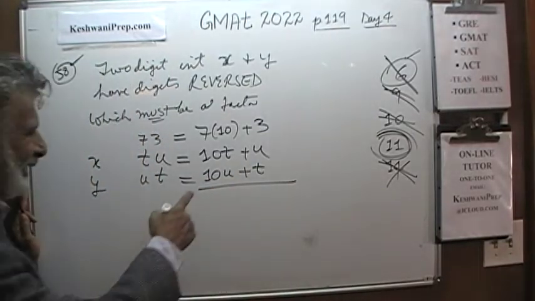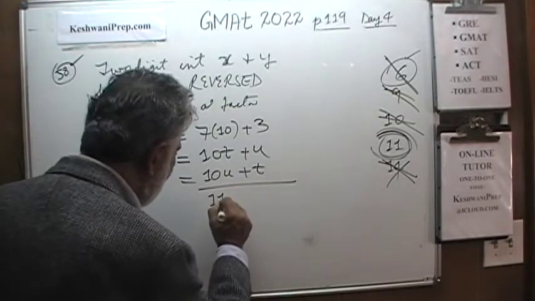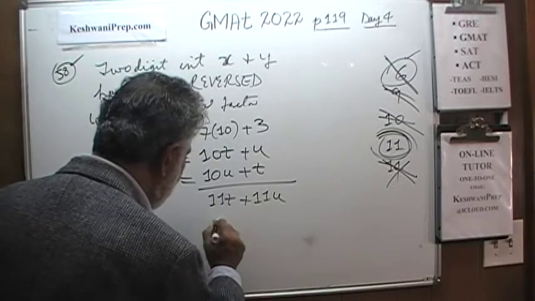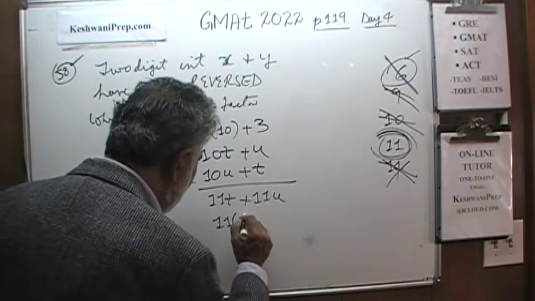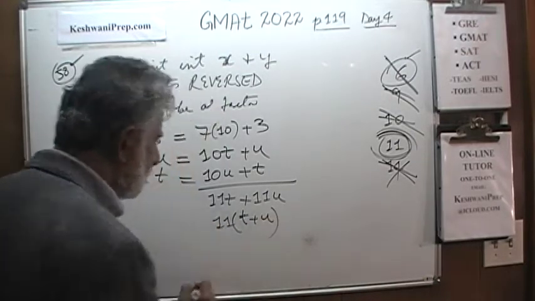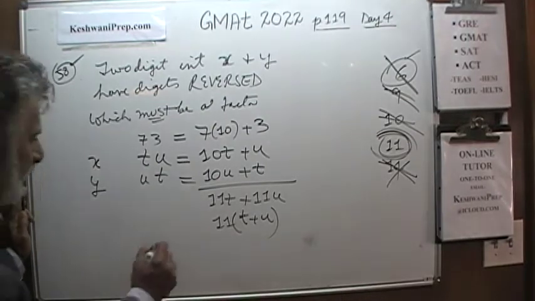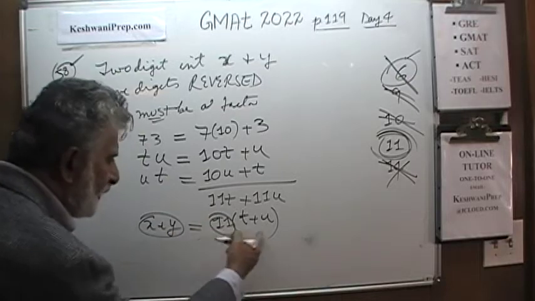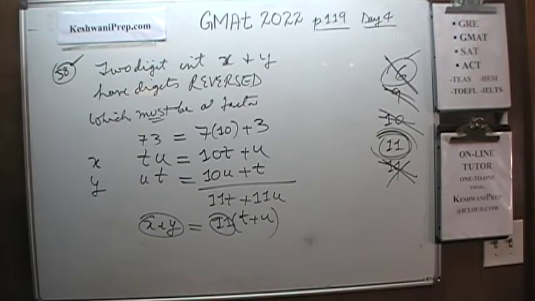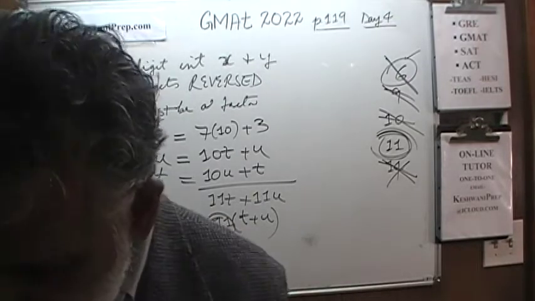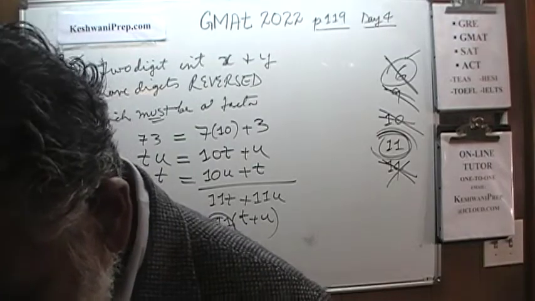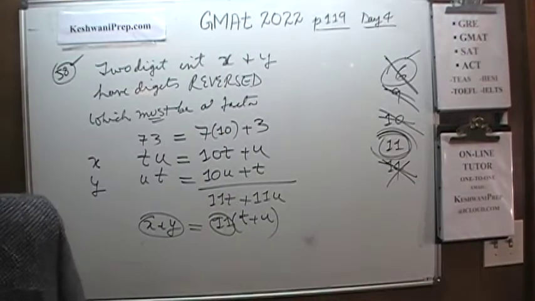When we add them up, we get 10T plus 1T, we get 11T, 10U plus U, we get 11U, and you will find that it's always 11 times the sum of the two digits. This quantity, X plus Y, is always 11 times the quantity. Therefore, 11 is a factor of this quantity. 11 is a factor of these two-digit integers. We spend a lot of time on this question, but so be it. Let's keep going.